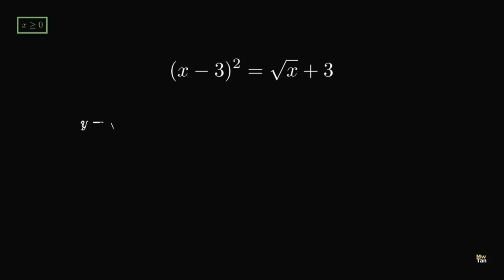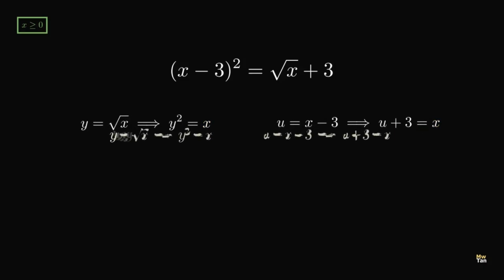Here is the key move. Let y equal the square root of x. Squaring both sides, y squared equals x. Now let u equal x minus 3. Rearranged, that is u plus 3 equals x. Notice something. Both y squared and u plus 3 are equal to the exact same thing, x. So they must equal each other. y squared equals u plus 3. That is our first equation.